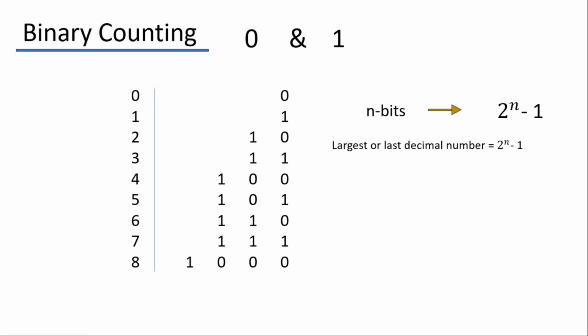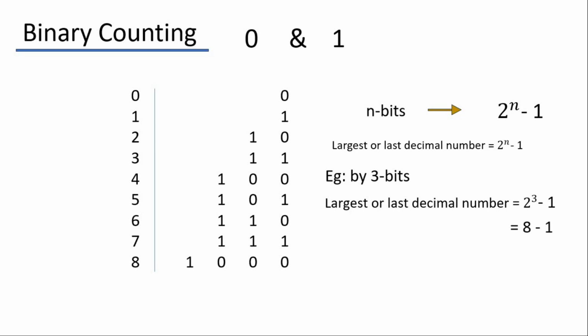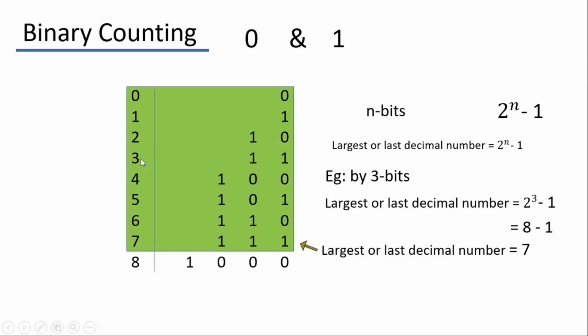For example, with 3 bits, n equals 3. Therefore, the formula will become 2 to the power 3 minus 1, which equals 8 minus 1, equals 7. Therefore, 7 will be our largest or last decimal number by using 3 bits, and we can count from 0 to 7. So that's all for this class.